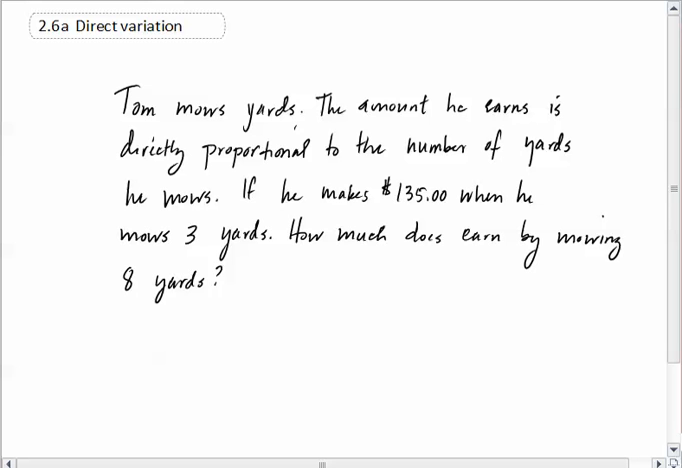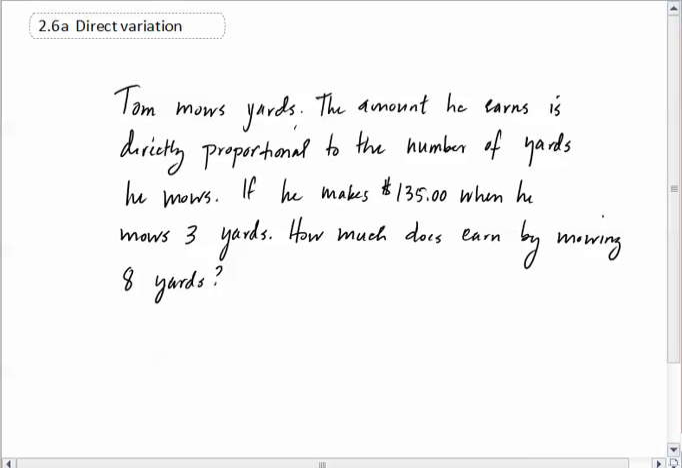We're going to go ahead and talk about direct variation. When we say direct variation, we're talking about certain relationships that are being described, and when one variable directly affects another variable. So let's take a look at this relationship here.